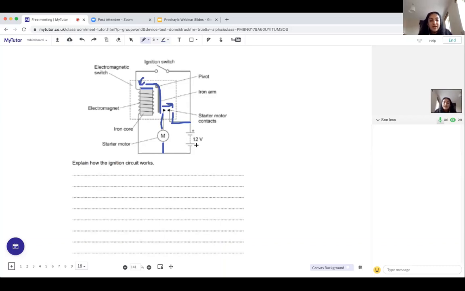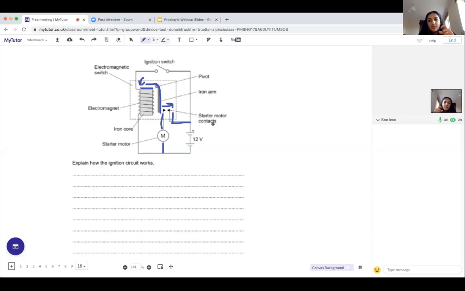Now, because it's magnetized, it's going to attract the iron arm. Because the top of the iron arm comes down, it kicks the other arm out. Okay, so it kicks it out to the right. And we know that because of how a pivot works. So if we put a force on the top of the pivot, it kicks it out to the right. Now, because it kicks it, that hits those contacts. If those contacts come together, they create a full circuit.